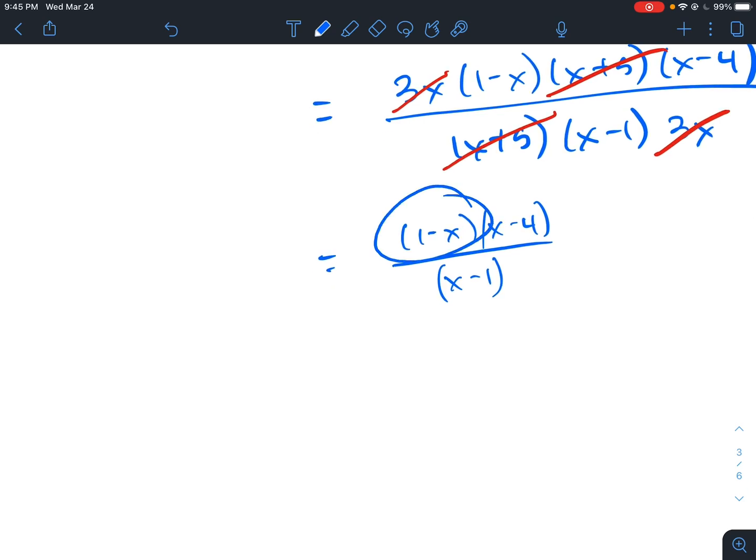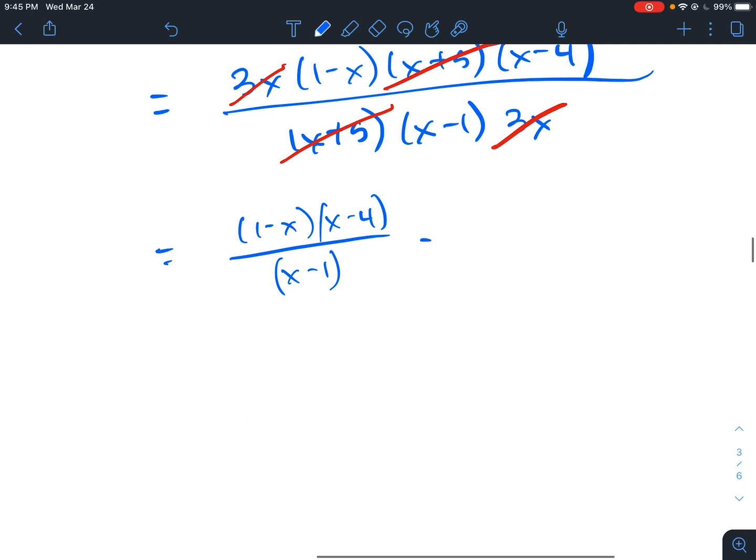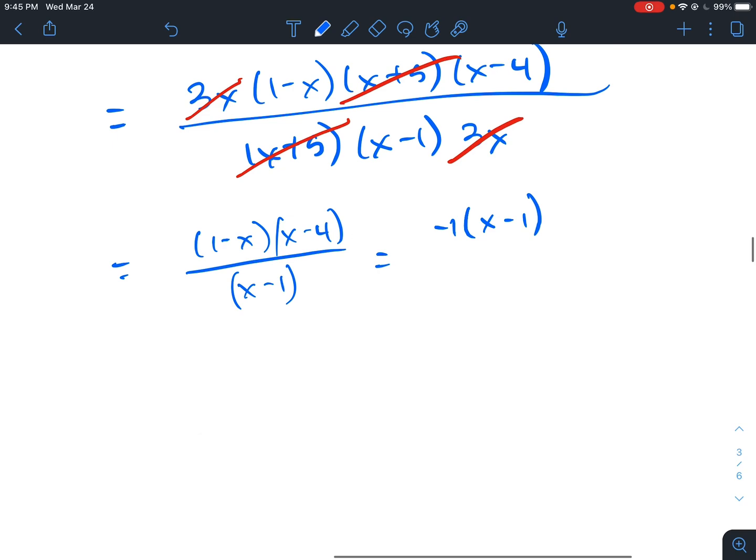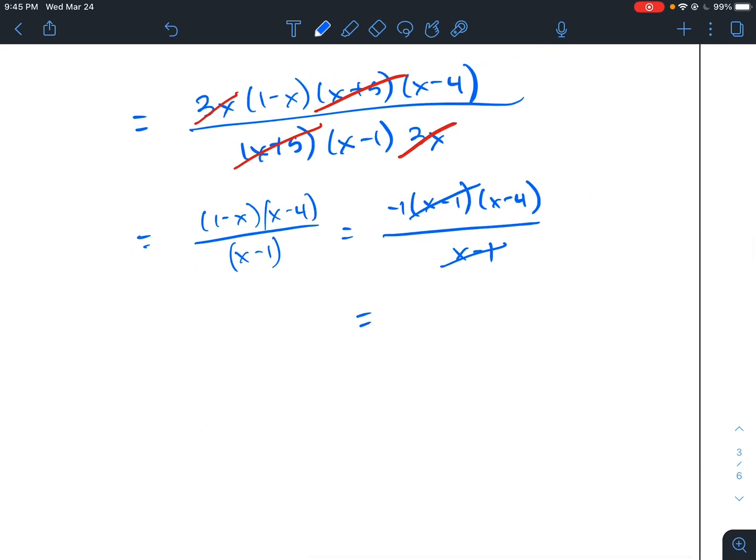So from here, I can factor out a negative 1. So this would be negative 1, and when I do that, this becomes x minus 1. Okay, so this is positive right here, but if I take out a negative, it makes the 1 negative. This is negative x, but if I factor out a negative, it makes it positive. So, and then x minus 4 divided by x minus 1. So here, we can cancel those out. So this would be equal to negative x plus 4, because I can multiply those together. And then nothing on the denominator.